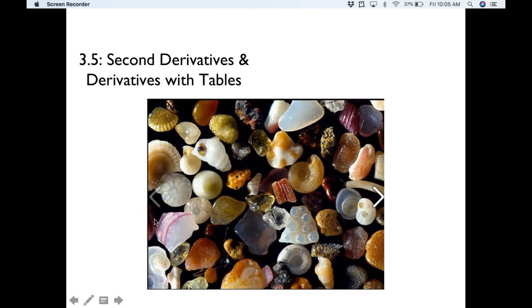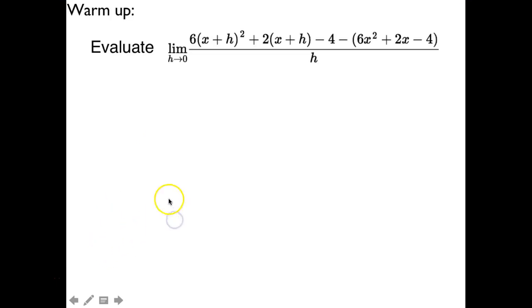Okay guys, today we're doing 3.5 second derivatives, and we're also going to do derivatives with a table because both of these ideas are pretty simple, so we can get them done in one lesson. Let's go forward.